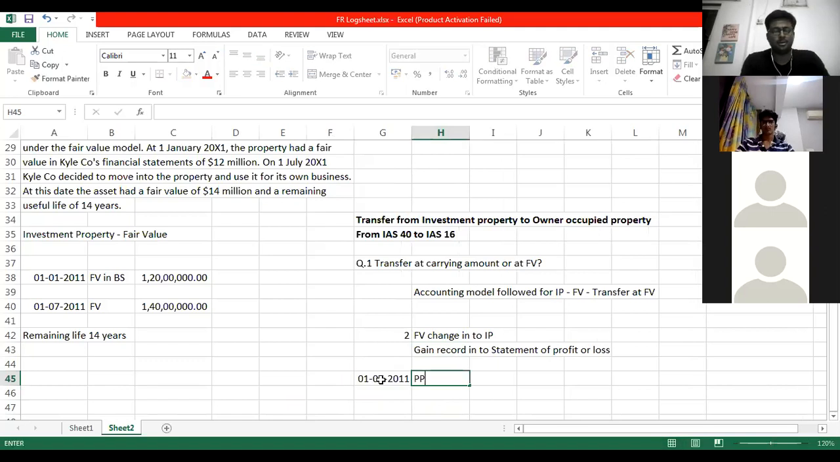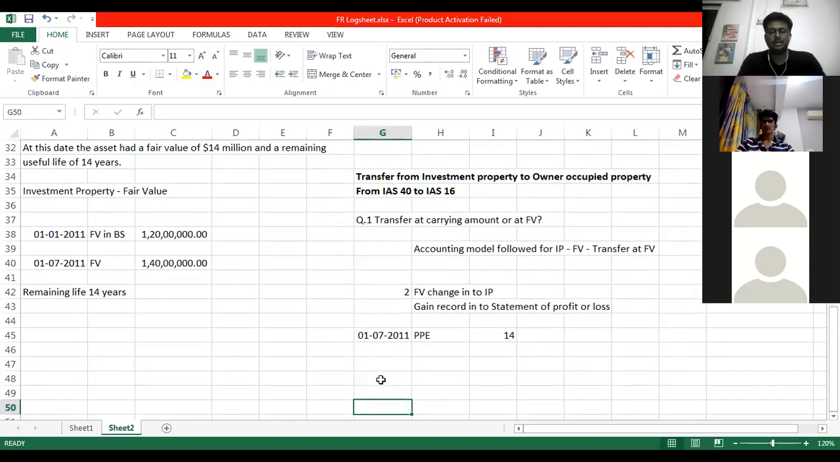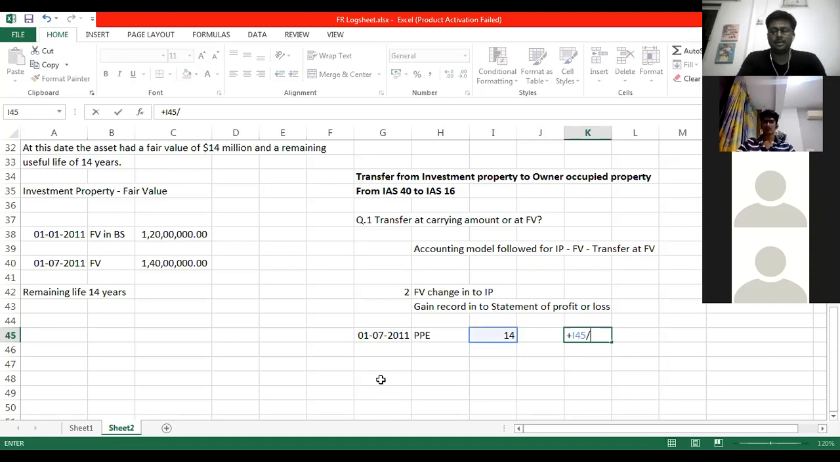सो अभी हो गया 1st of July, सो 1st of July 2011 अभी ये क्या हो गया, प्रॉपर्टी प्लांट एंड इक्विपमेंट, और इसका वैल्यू कितना हो गया, 14 million. अभी इस पे नाउ विल कंटिन्यू अकाउंटिंग ट्रीटमेंट एज पर IS 16. अच्छा अभी इसका कितना लाइफ बाकी है, 14 years, तो इसको रिमेनिंग 14 years में डेप्रिशिएट करेंगे. अभी इस पे डेप्रिशिएशन देना है. तो दिस इज 14 divided by 14 years, और करंट ईयर में कितना आएगा, देखो ओनली हाफ ईयर डेप्रिशिएशन, क्योंकि हमने जुलाई से लिया है, तो जुलाई से दिसंबर तक का डेप्रिशिएशन आएगा. सो दिस इज अवर एनुअल डेप्रिशिएशन, दिस डिवाइडेड बाय 2.